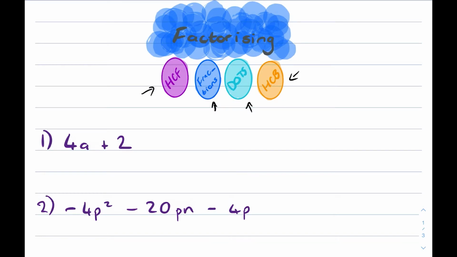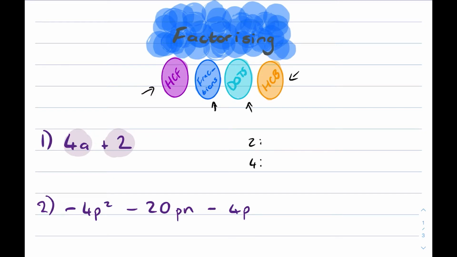When you look at the very first one, you will see that you have 4a and you have positive 2. So you need to look at both. You can't factorize something out or take something out if not all your terms have that specific number or variable. So when you look at 4a and 2, it's always a good idea to look at the numbers first. So you have 2 and 4.